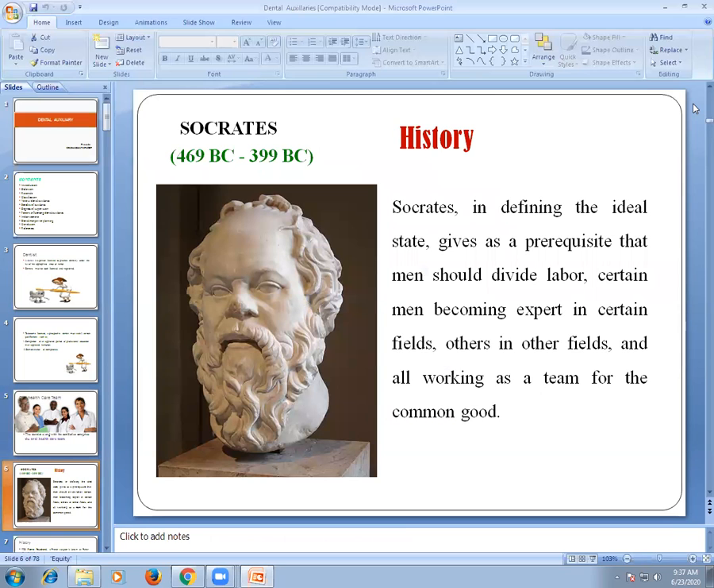First, the history of dental auxiliary. It operates in defining the ideal state, and gives a prerequisite, that means labor should be divided. Certain men become expert in certain fields, others in other fields, and all work as a team for the common good.